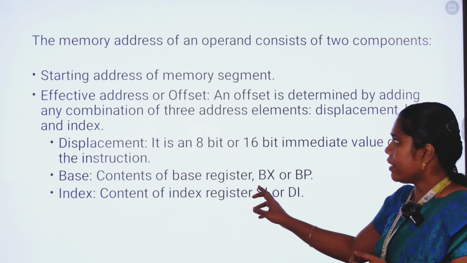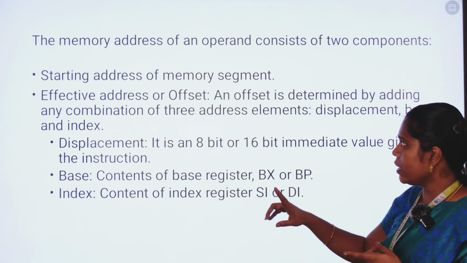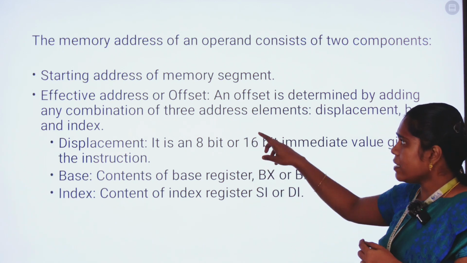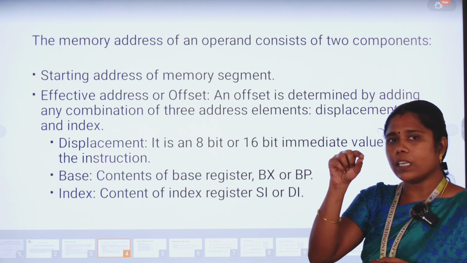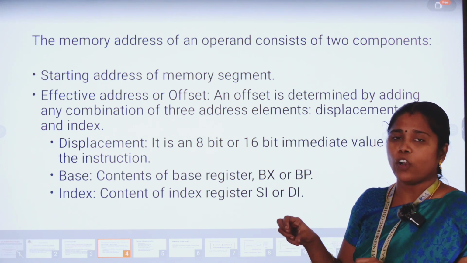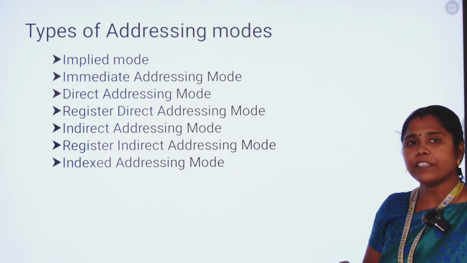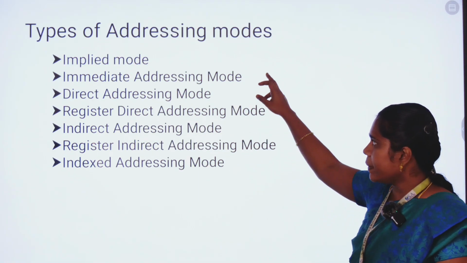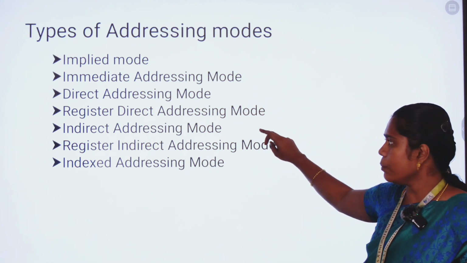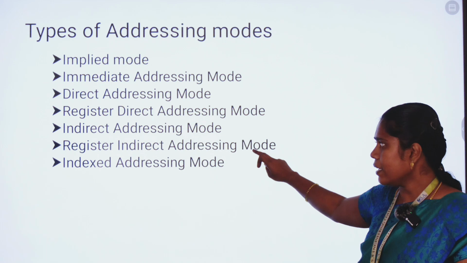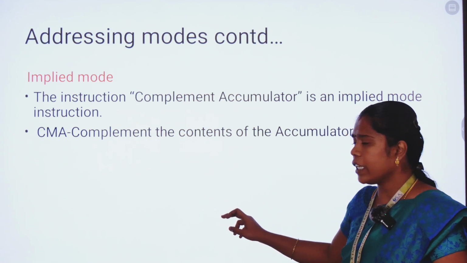We have different types of addressing modes. For any instruction execution, there are two things we need. First is the starting address of the memory location, and second is the effective address. The effective address is the position, from the starting location, at which I can fetch the operand to perform the instruction execution. Here are the different types of addressing modes: implied addressing mode, immediate addressing mode, direct addressing mode, register direct addressing mode, indirect addressing mode, register indirect addressing mode, and indexed addressing mode. We are going to look at each one.